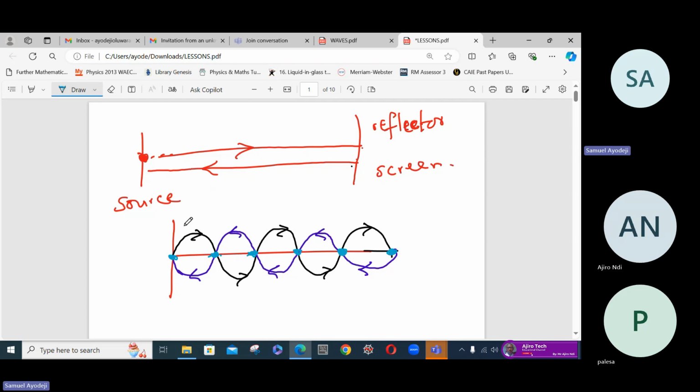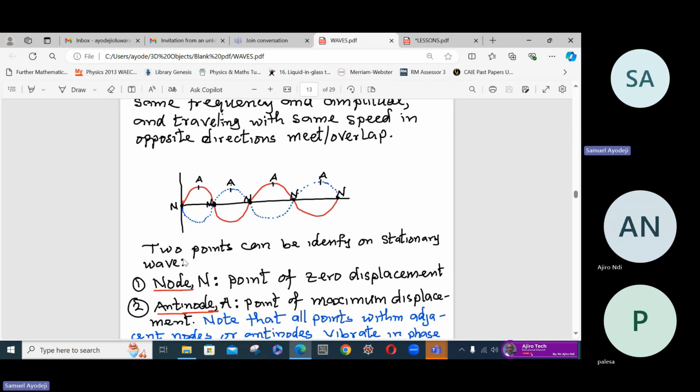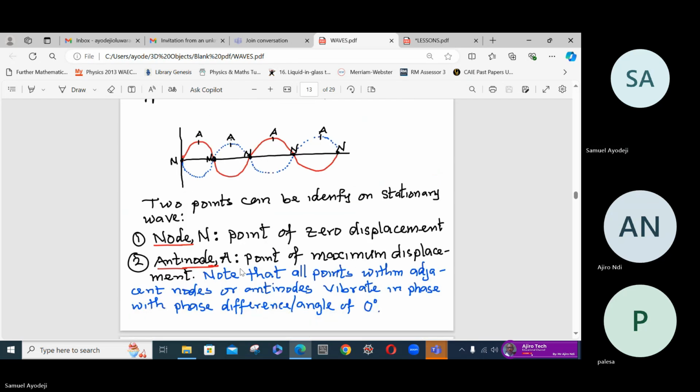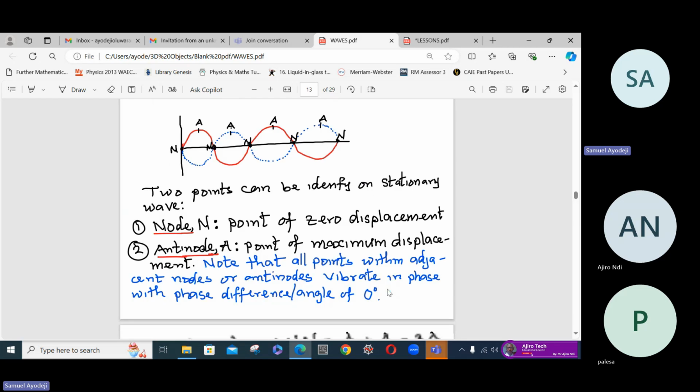All these places, this maximum point here, we call the antinode, A for antinode. This is where we have maximum vibration, maximum displacement. That's called an antinode. So that's what I mean by 2 points that can be identified: one, node, a point of zero displacement; second, antinode, a point of maximum displacement. Now, we can express this.